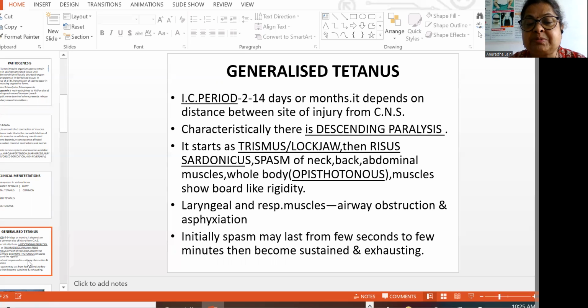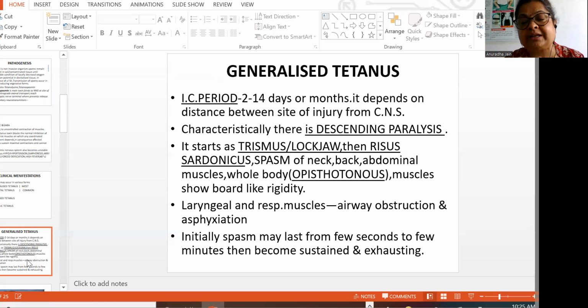It starts as trismus or lockjaw. So it starts from here. The temporomandibular joint is affected, and there is trismus, a pain in the opening of the mouth. So there occurs the lockjaw, and because of the lockjaw, the patient keeps in this position. You will see that the patient is in the spasm of the facial muscle, as if laughing. That is known as risus sardonicus.